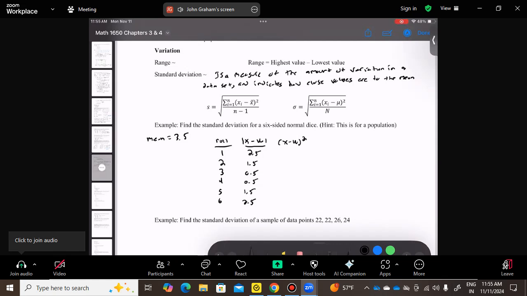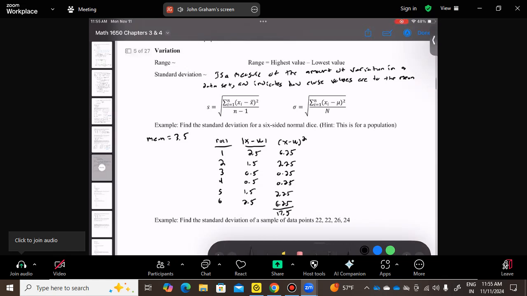When we square each one, we get 6.25 for 2.5 squared. 1.5 squared is 2.25. 0.5 squared is 0.25. And then 0.25, 2.25, 6.25. So that's the differences between each data value and the mean, squared. Then we add this up and we get 17.5. So that's your sum, that's your numerator there.